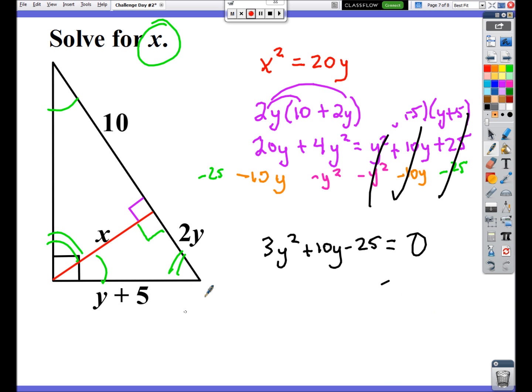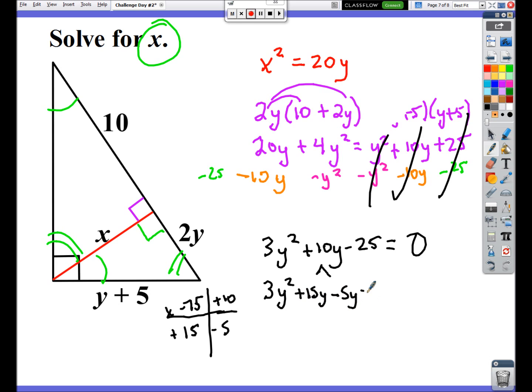So now we need two numbers that multiply to be negative 75, right? The 3 times negative 25, 75. And we need them to add to be positive 10. Oh boy. I don't know. What works? Oh, 15 and 5? Positive 15, negative 5? Yeah, that works. So then 3y squared, we'll split up the 10y into 15y minus 5y.